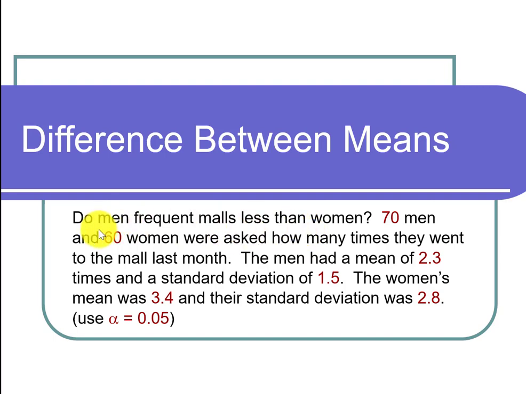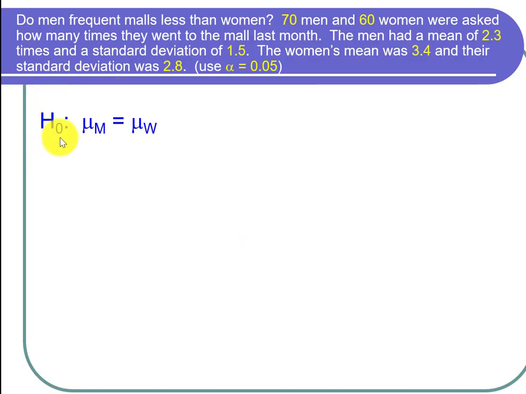In particular, if men and women frequent malls the same amount, then they're equal to each other, and that means their population mean number of times they go to a mall. So I can write down H naught: mu sub m equals mu sub w. Now for the alternative hypothesis, the key word here is less. So do men frequent malls less than women? In particular, HA: mu sub m is less than mu sub w.